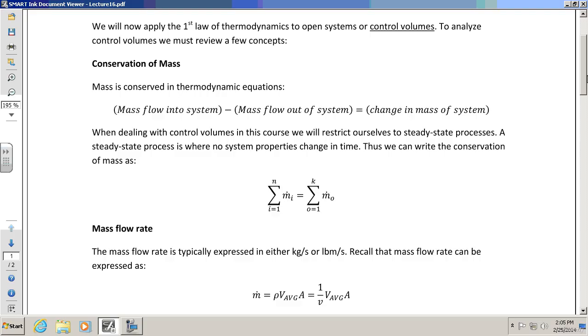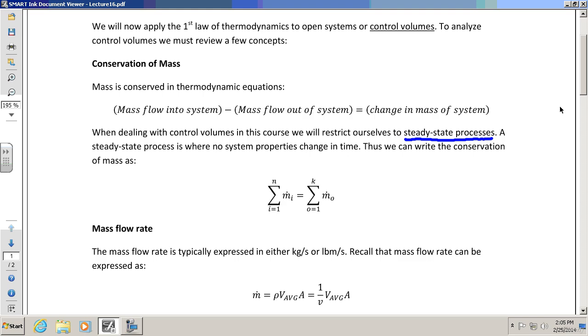But I'm going to make it even easier than that. Because in this class, when we talk about control volumes, we're always going to be talking about steady state processes. A steady state process means that the properties don't change in time. If the properties changed in time, we would need differential equations to model it, more advanced modeling and solution techniques than what we have right now. And the good news is the steady state assumption works a lot of the time.